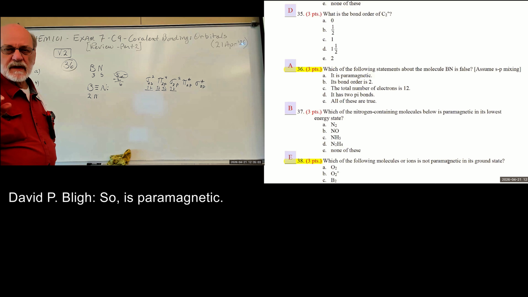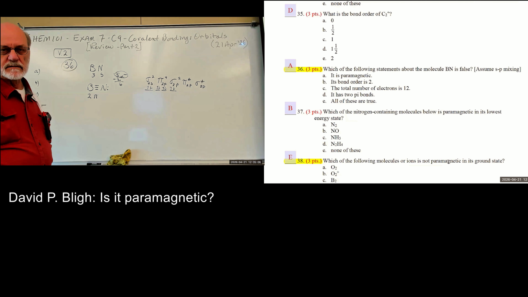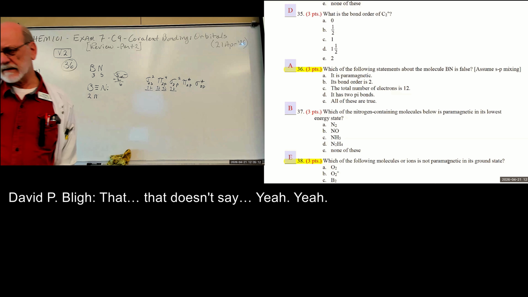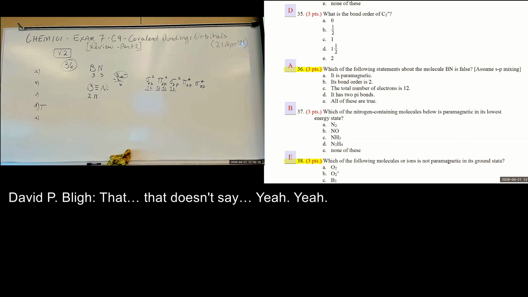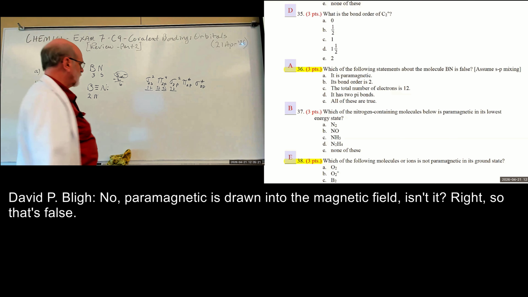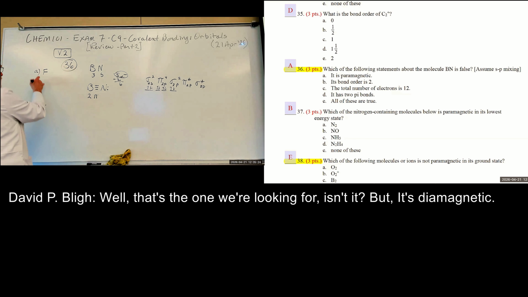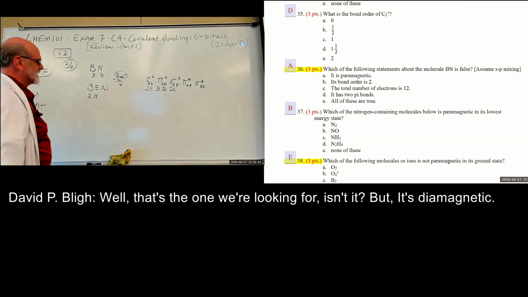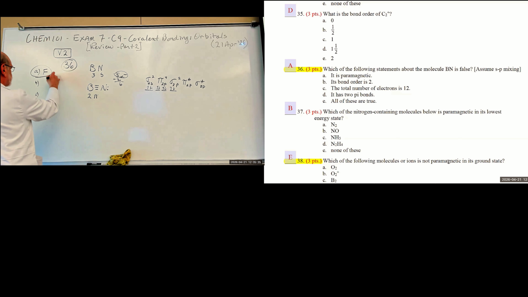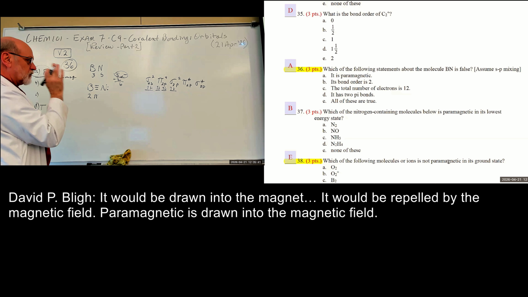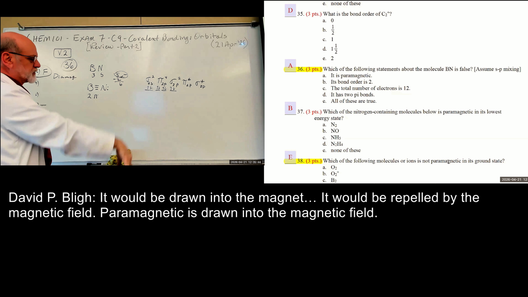So, is it paramagnetic? That doesn't say. No, paramagnetic is drawn into the magnetic field, isn't it? Right, so that's false. Well, that's the one we're looking for, isn't it? But it's diamagnetic. It would be repelled by the magnetic field. Paramagnetic is drawn into the magnetic field.